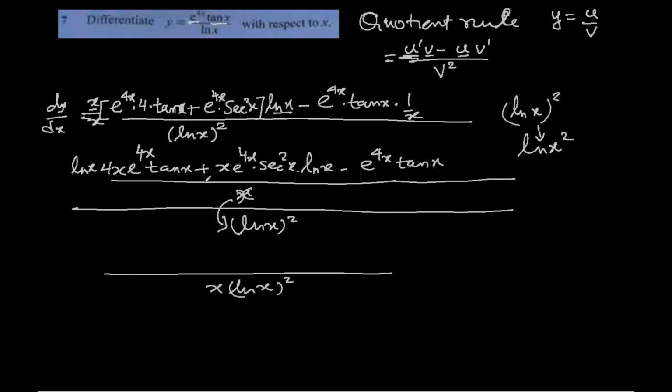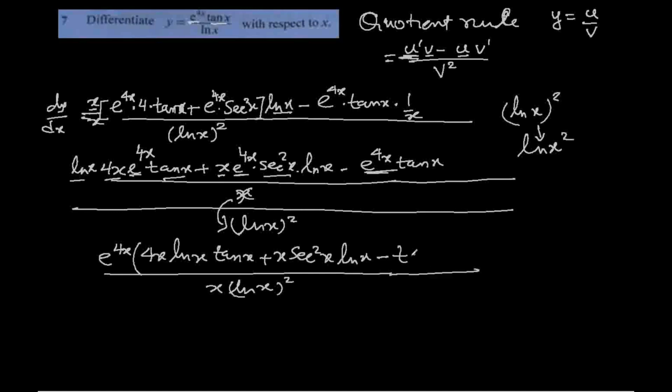And now we can see if we can somehow, yes, e to the power 4x is here, e to the power 4x, e to the power 4x can be taken common. We are left with 4x ln x tan x, yeah? Here, x secant square x and ln x also, minus tan x. This is the simplest form we can have, and we will stop here.